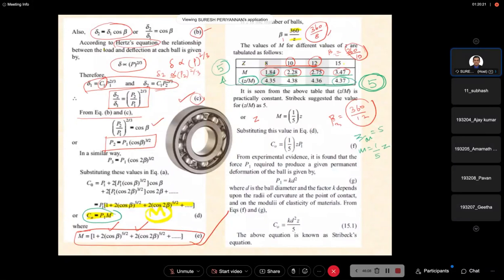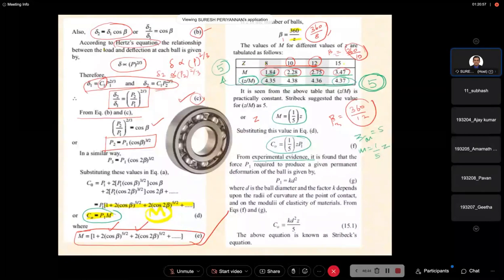C naught is equal to P1 into M. Then M in terms of Z, I would like to substitute, because the M value we know now is 1 by 5 into Z. Z is nothing but the number of balls. Because we can't measure the beta value often, now the number of balls we know. Based on that, finally he came to the conclusion 1 by 5 into Z into P1. This is the load.